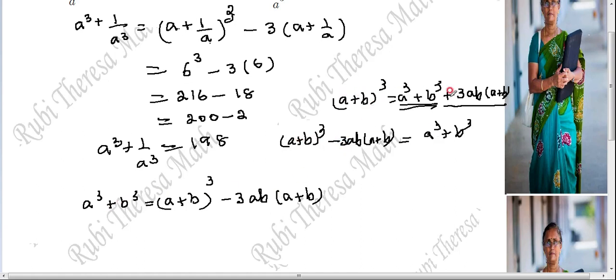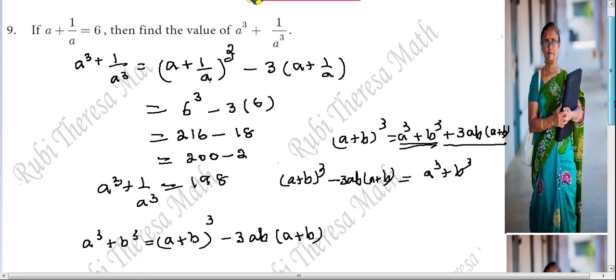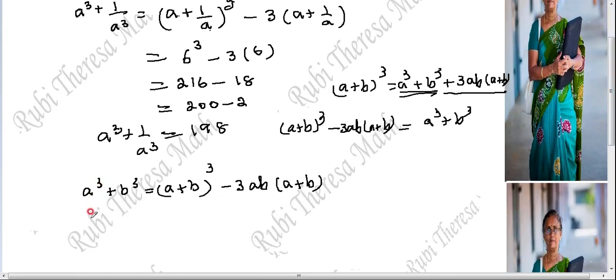So, if you know this directly, you can write it like this. Otherwise, you write this, because most of the students know this identity. Isn't it? So, from this you can derive. But in the place of a and b, what do you have? Very good. What do you have? a and 1 by a. Otherwise, you can change and write also. If you want to write like this, you can write it.